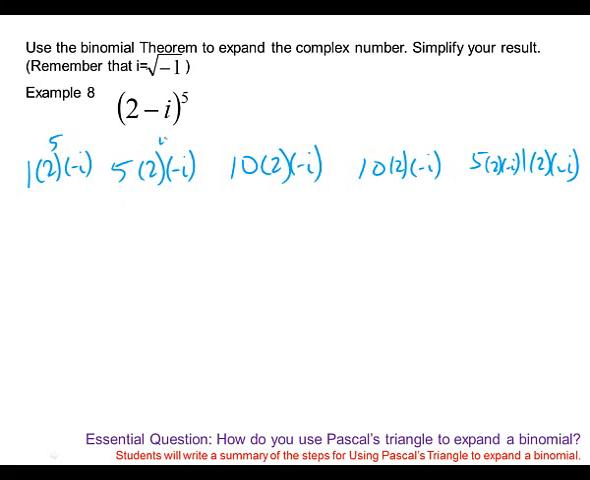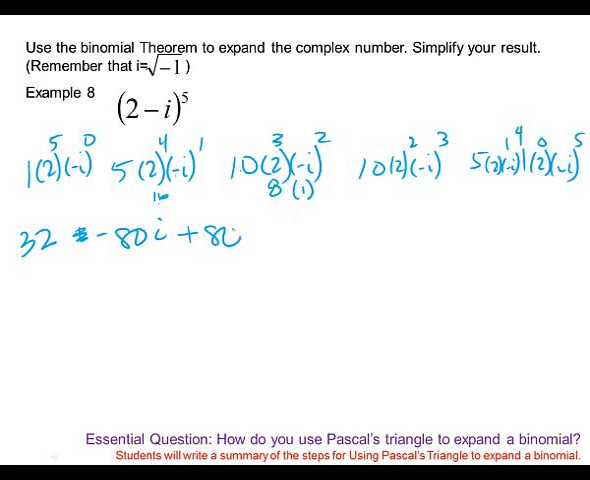5, 4, 3, 2, 1, 0. 5, 4, 3, 2, 1, 0. Okay. So we had 2 to the 5th was 32. We said that this turned out to be 16, and then it would have been negative 80i, right? Because we've got the negative 1, the 16, and the 5. Everybody good with that? All right, what's 2 cubed? 8. Negative i squared is the same as saying 1, right? So 10 times 8 times 1 is 80.